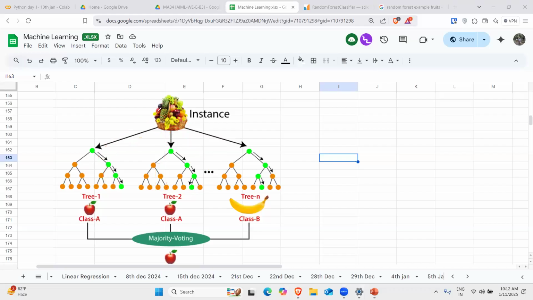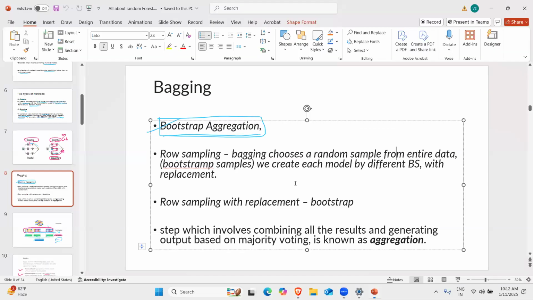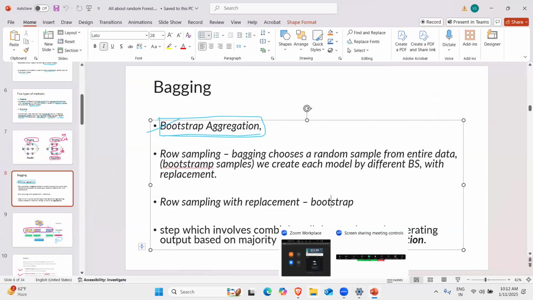It's not like we use a sample and then, from the remaining part itself, create another sample. It's not like that. That is how your bootstrap sample works. Bagging chooses a random sample from the entire data, that is a bootstrap sample. We create each model by different bootstrapping with replacement. Row sampling with replacement is known as bootstrap. That is what I have discussed. What is row sampling with replacement?